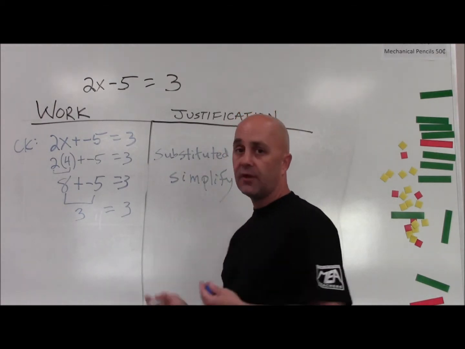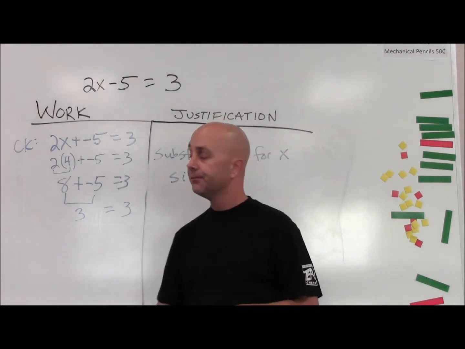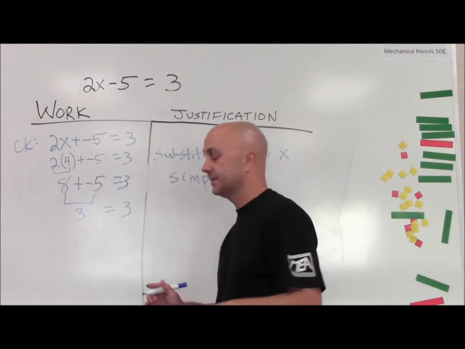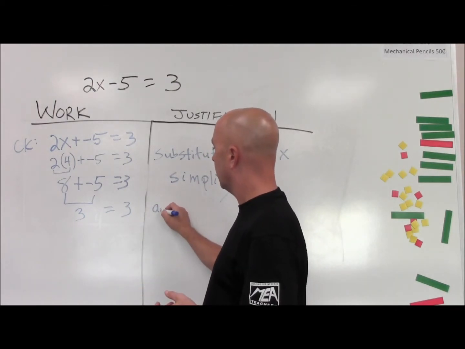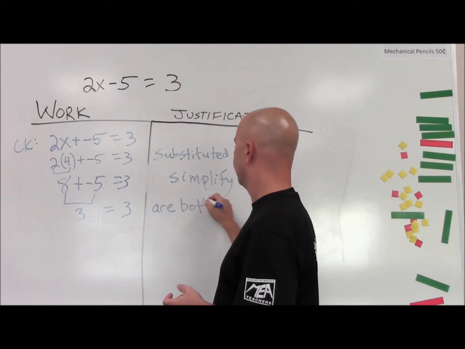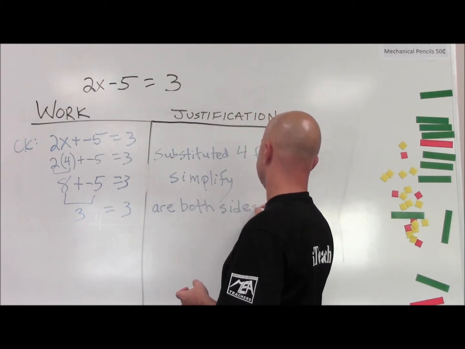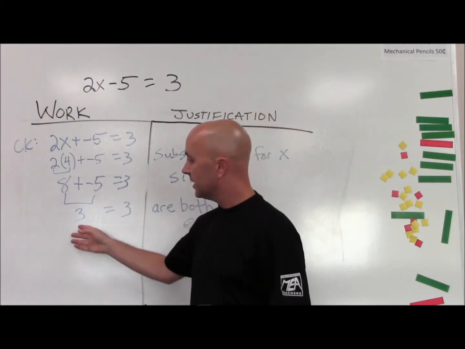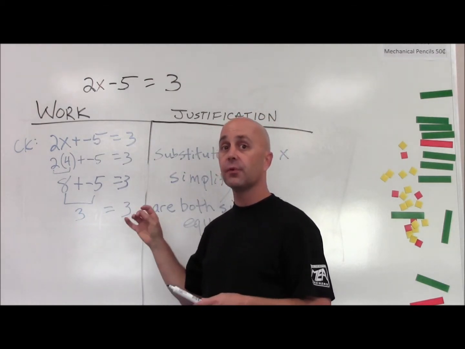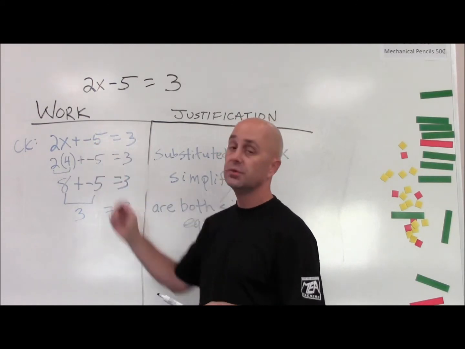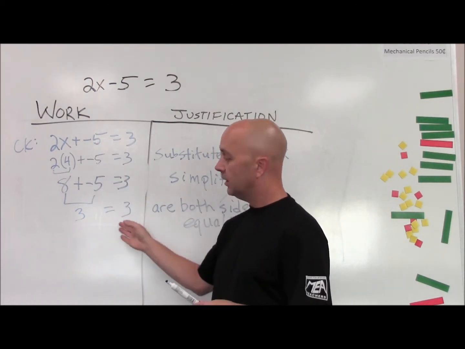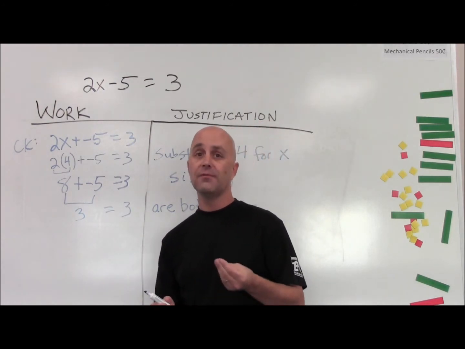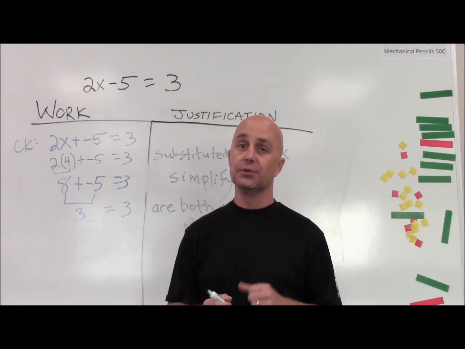And I might simplify for more than one step depending on the equation. But in this one it only had a couple steps. And then at the very last step, what I'm doing is I'm asking myself, are both sides equal? If both sides are equal, then I found the value for x that I was looking for to make this a true statement. If they're not equal at the end, then I made a false statement and I found the wrong value for x. There's only one value for x that'll make it true, and that's the solution I'm looking for.